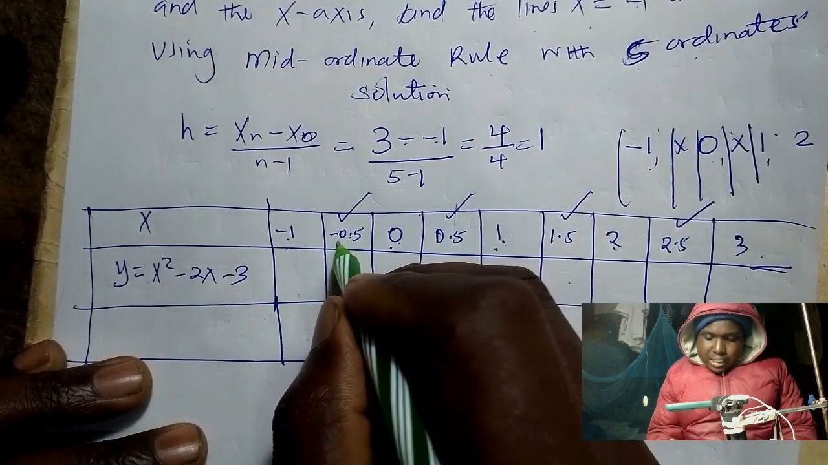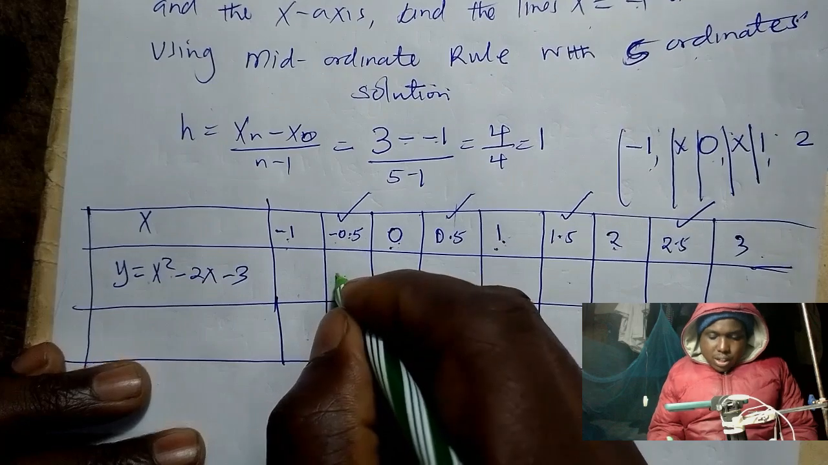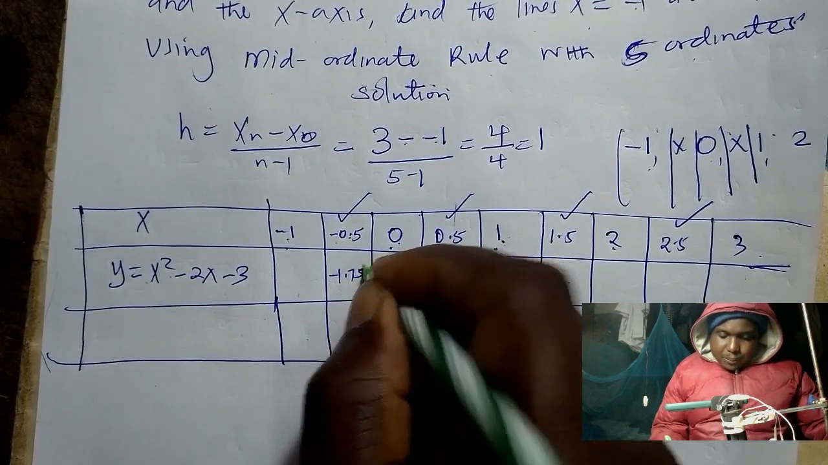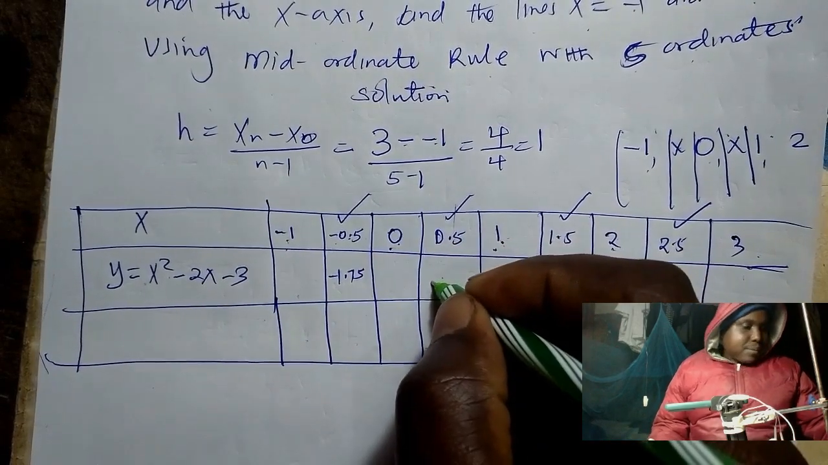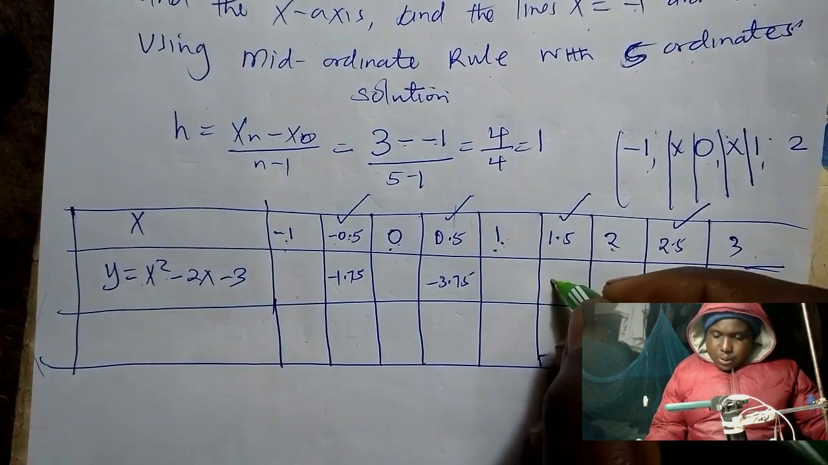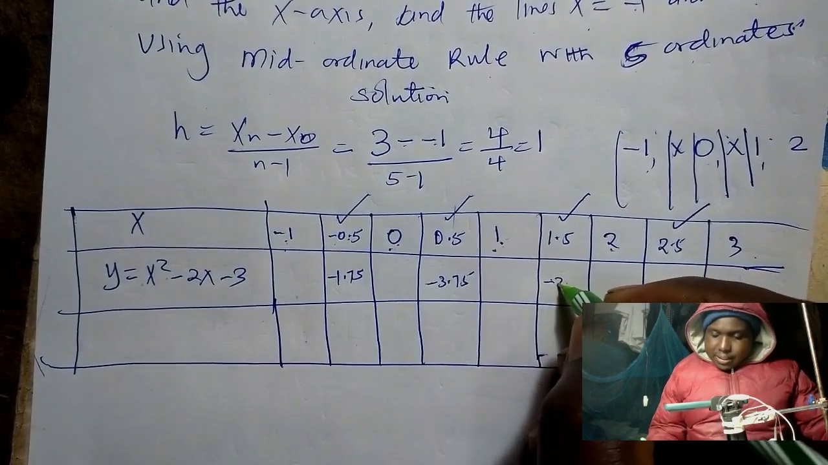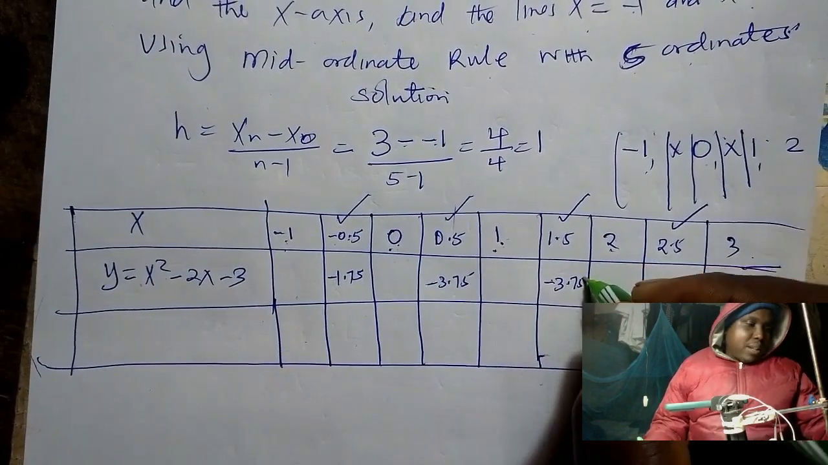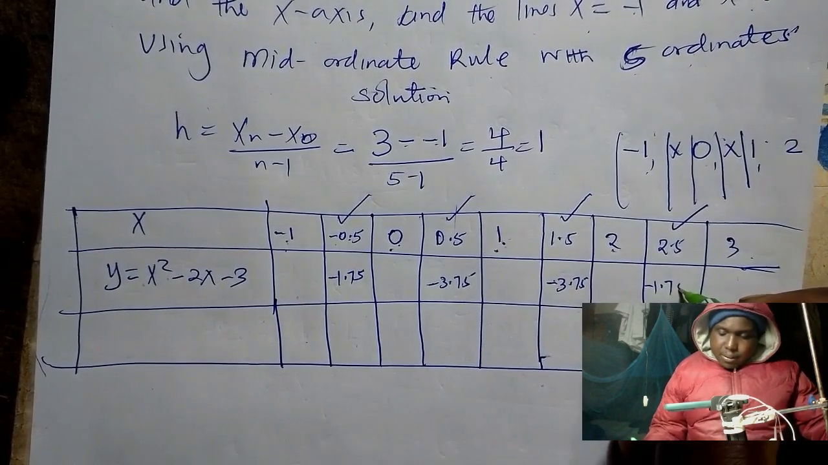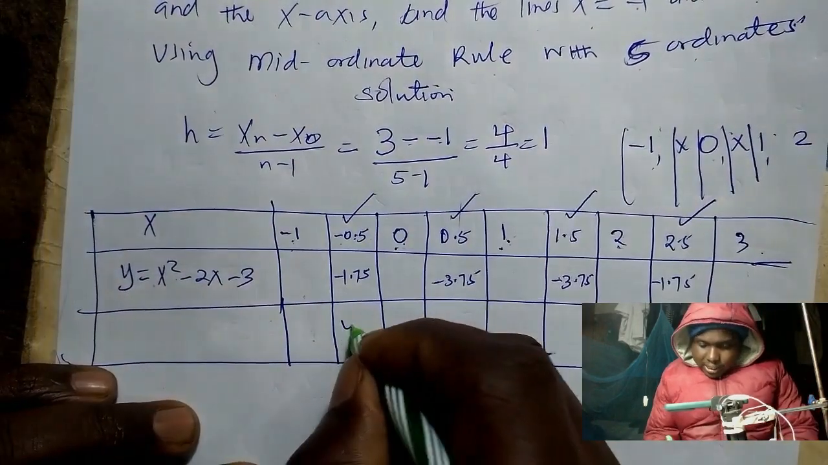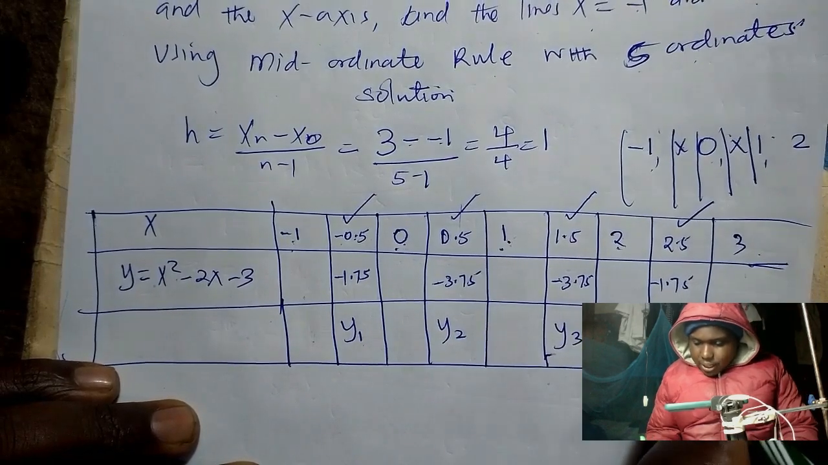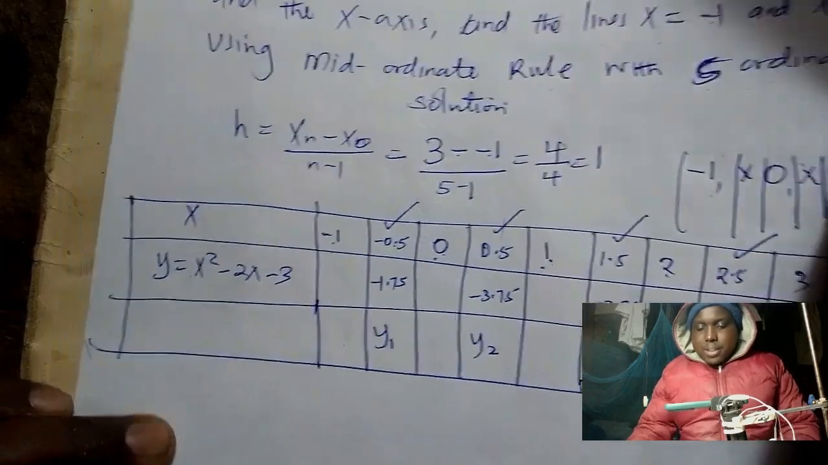So here, substitute -0.5 in the equation, and you will find that the answer is going to be -1.75. Substitute here, you will find that the answer is -3.75. Substitute here, and you will get the answer is -3.75. Substitute here, and you will get the answer is -1.75. So here, this is our y1, y2, y3, and y4. Nice.